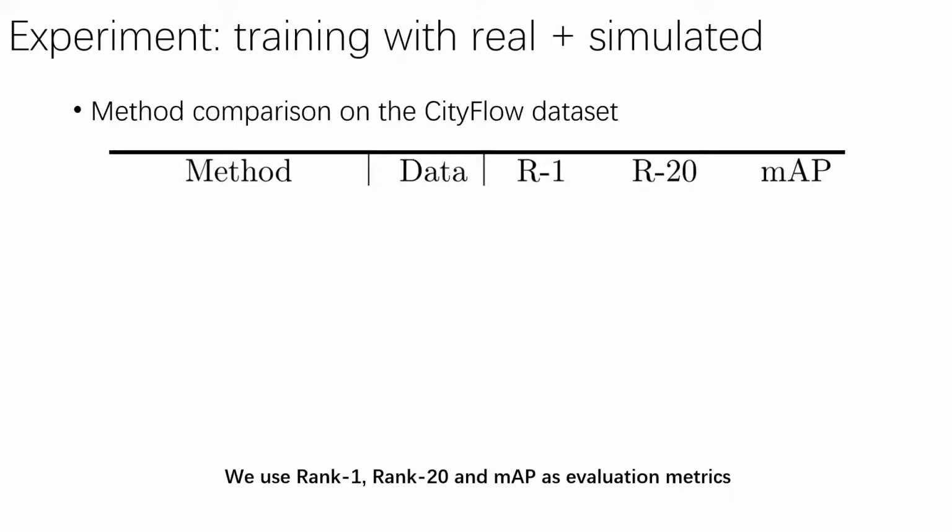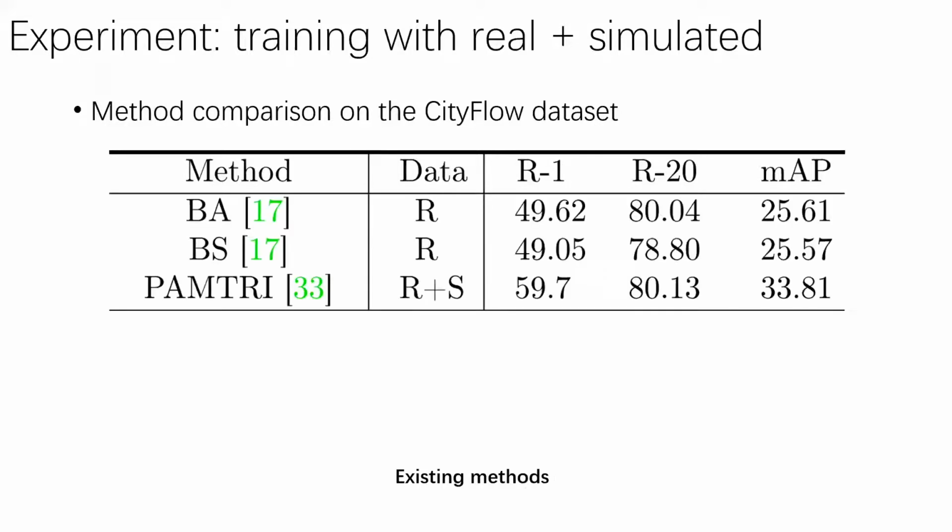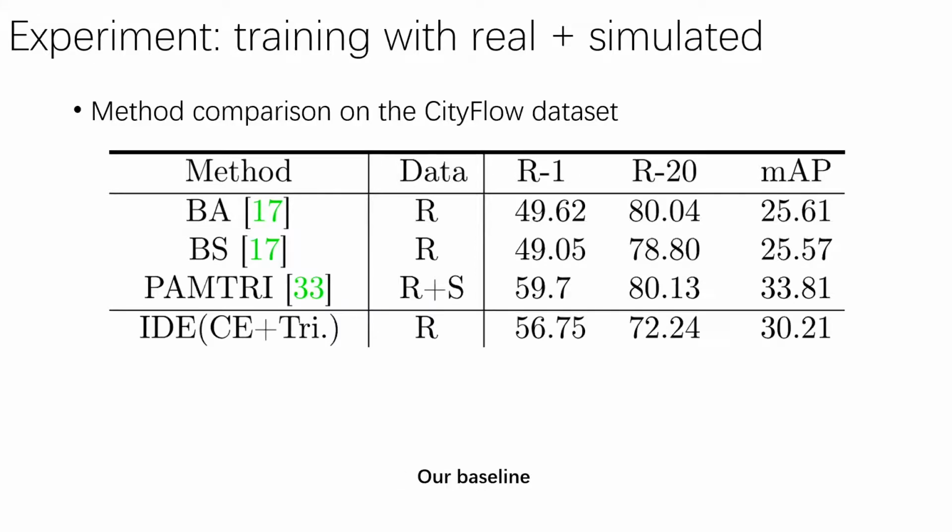The major benefit of VehicleX is to join training with real-world datasets. We use rank 1, rank 20, and mAP as evaluation metrics. Here we show method comparison on the CityFlow dataset. Here is the current state of the art on the CityFlow dataset. R means training with real data only, and R plus S denotes joint training with synthetic data. Then, here is our baseline model, which uses real-world data only for training. It is built with a combination of the cross-entropy loss and the triplet loss.